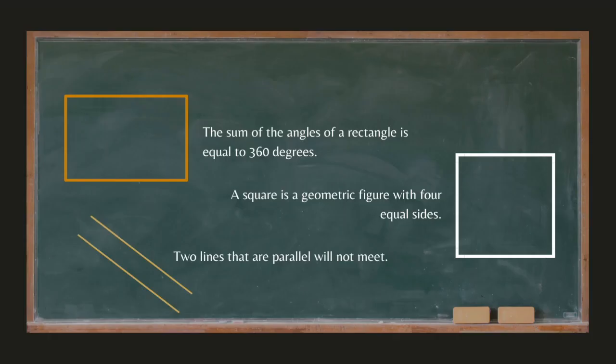The sum of the angles of a rectangle is equal to 360 degrees. A square is a geometric figure with 4 equal sides. Two lines that are parallel will not meet. These are all mathematical statements. These are well-formed formulas of geometry. In fact, all the statements that were given are well-formed formulas of the formal system that they cohere with.